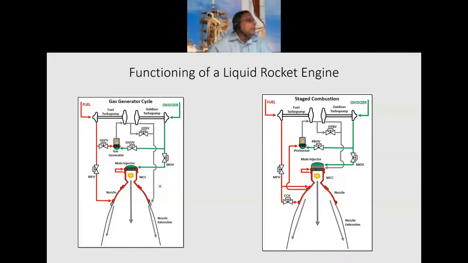relatively cold now. And the rest of the fuel, you burn in the main combustion chamber, and that's what you really see as the fire and the smoke and giving you the thrust. The exhaust also gives you a little bit of thrust, but not much. So this is a cycle which is not very efficient.